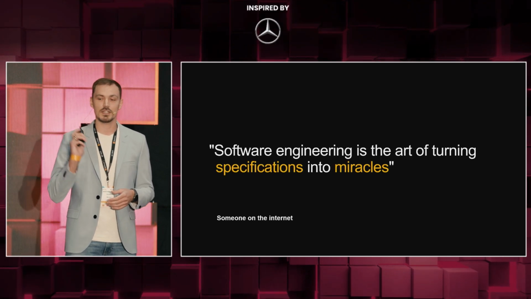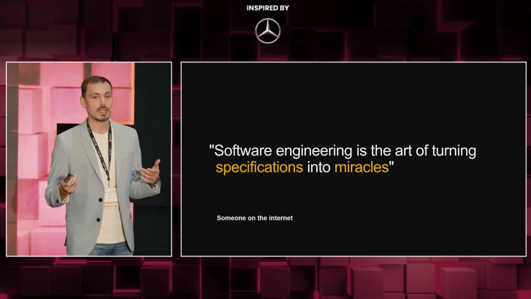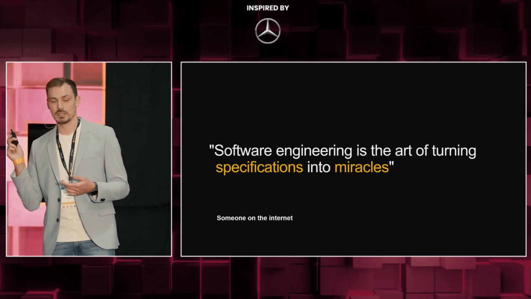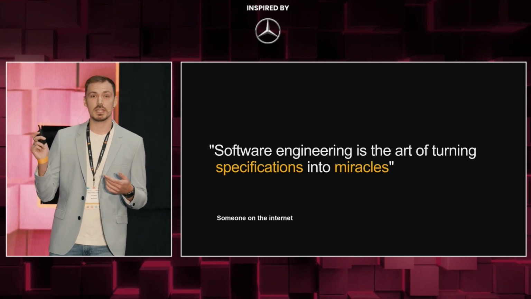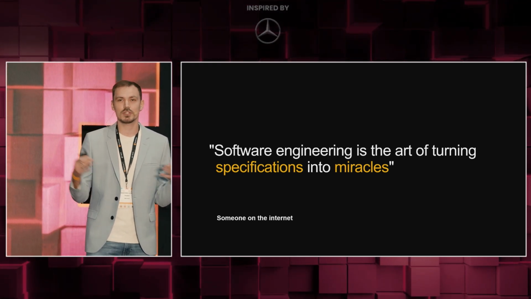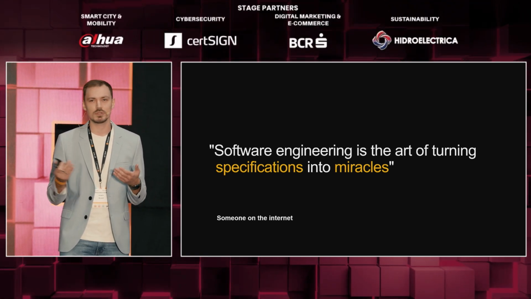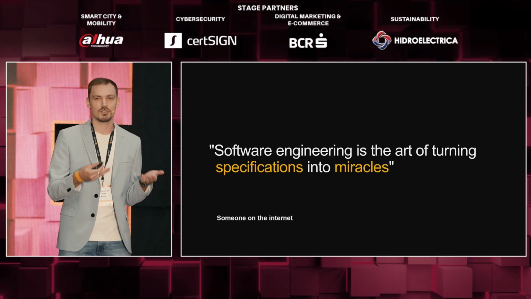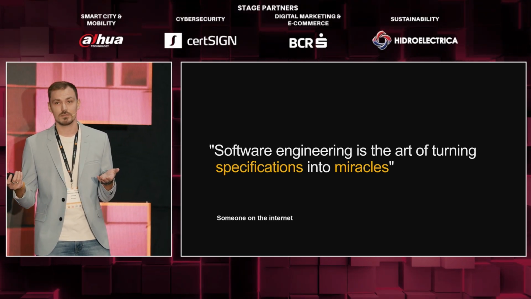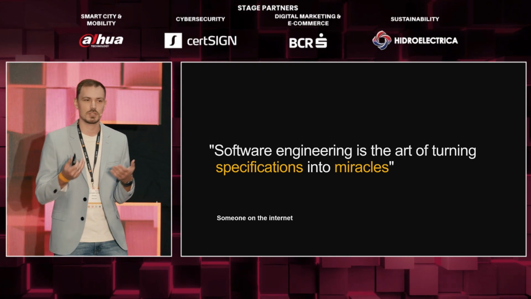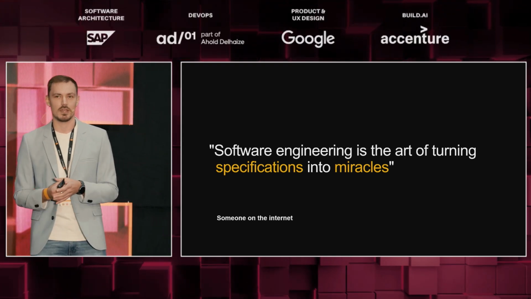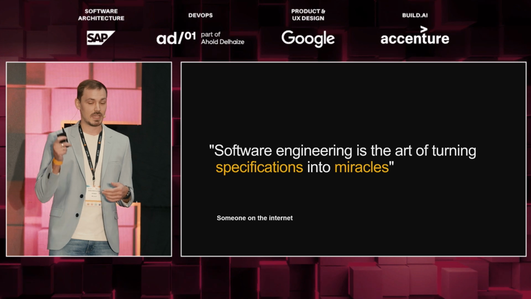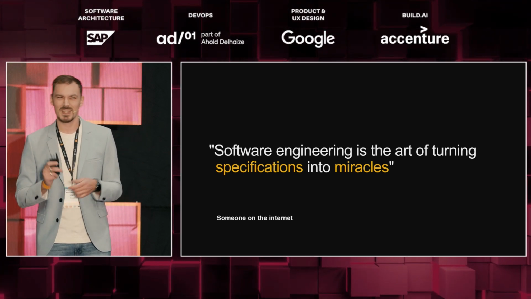And I found a really interesting quote on the internet, that software engineering is the art of turning specifications into miracles. And I really like this one because it tells us that specification allows us to do even more than just software. It's a miracle. 50 years ago, we couldn't imagine that we would have a smartwatch on my wrist and I could call anybody in a couple of seconds. And even AI, not 50, but even 10 years ago, was something that we couldn't comprehend. And now we have it everywhere, and that's basically a miracle. We just get used to it. And everything started with the specifications at some point.